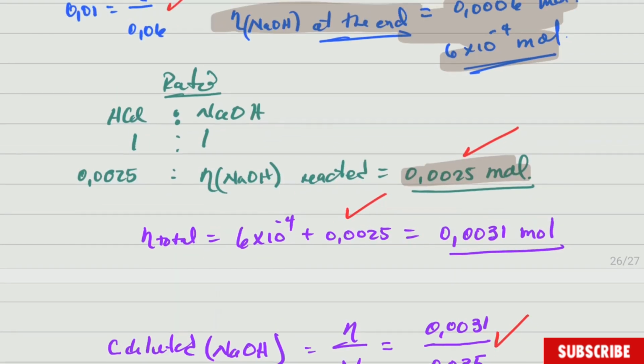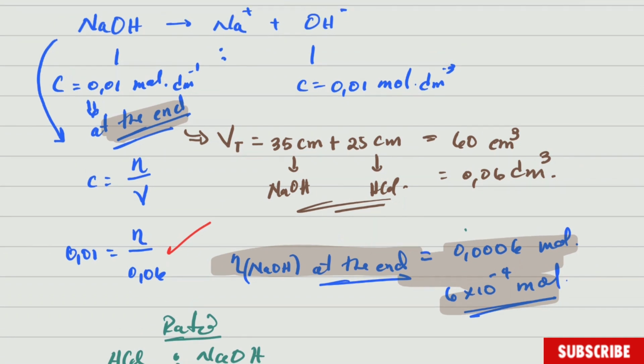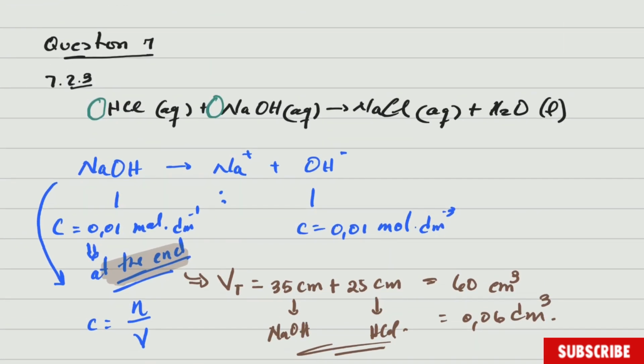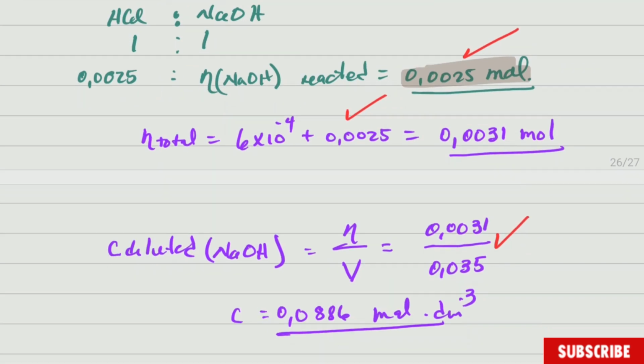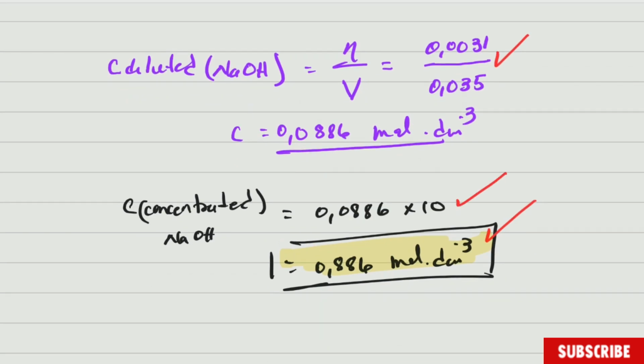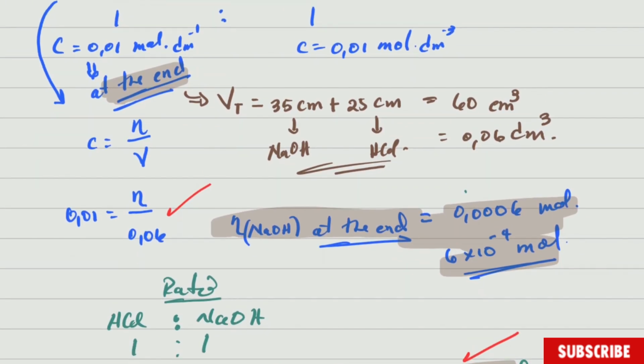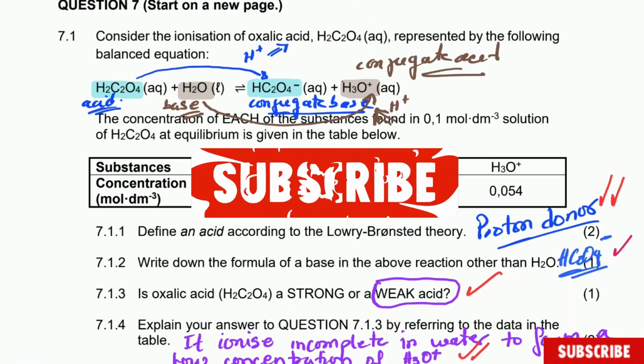We have 1, 2, 3, 4, 5 marks. It should be a little bit more. Oh yes, it's 1 more mark for multiplying by 10. There we go. And this is the whole. So it's a very good question. I hope it helped. Very good question to practice.